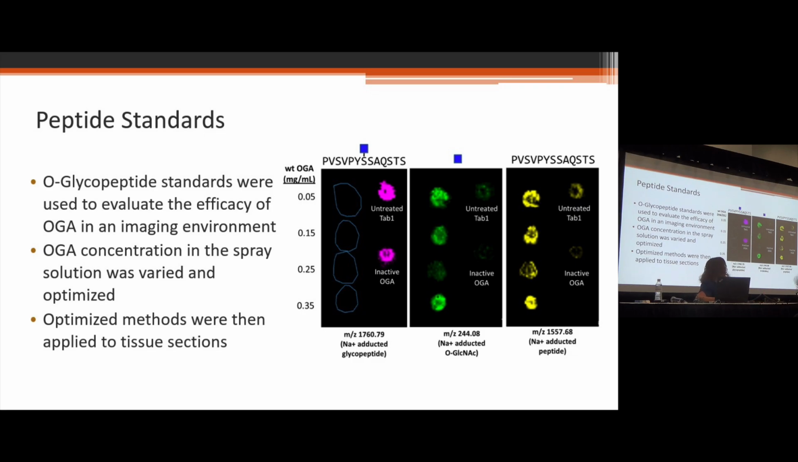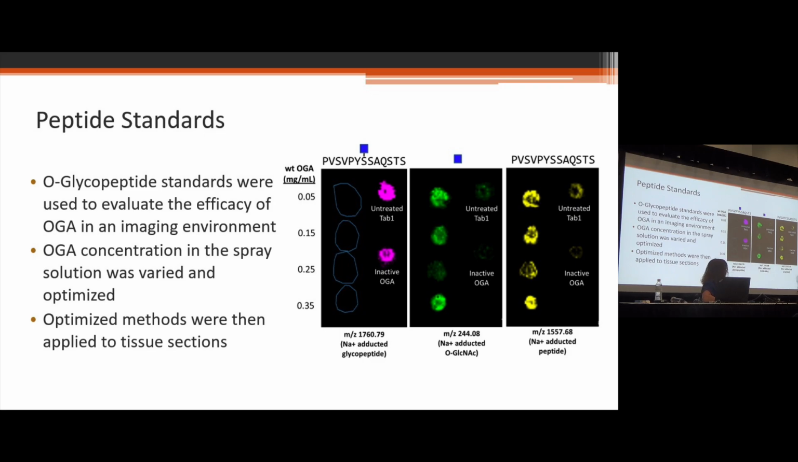Just to briefly go through these results, we have what should be the intact peptide, and in all 4 spots where we treated it with different concentrations of OGA, we don't detect the intact peptide. But if we look at either untreated or using an inactive mutant form of OGA, we do see the peptide with the modification.